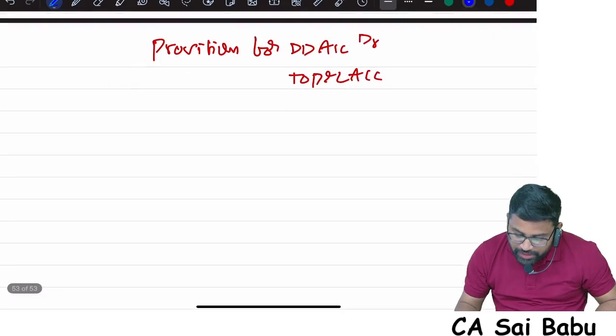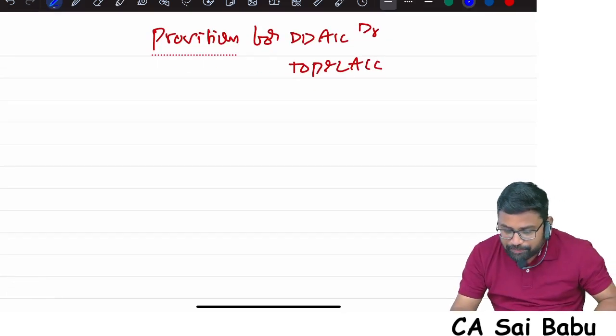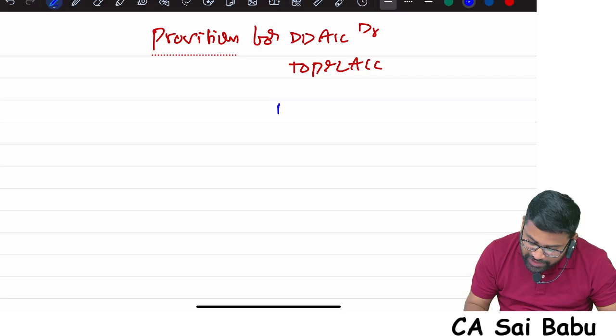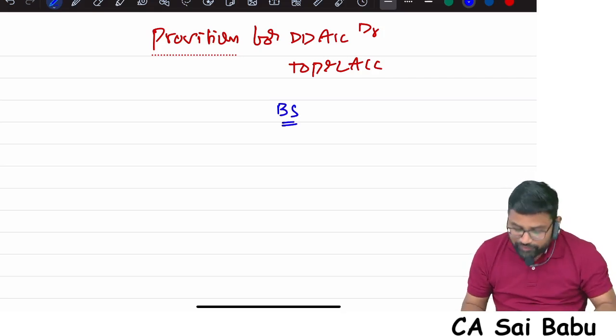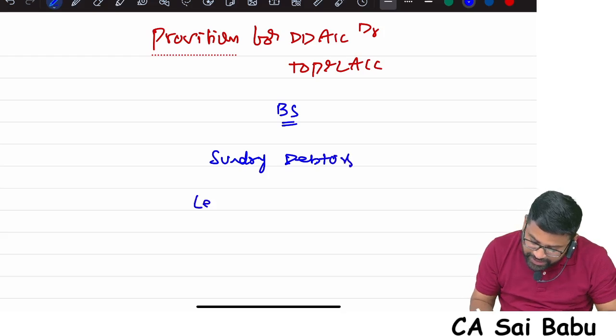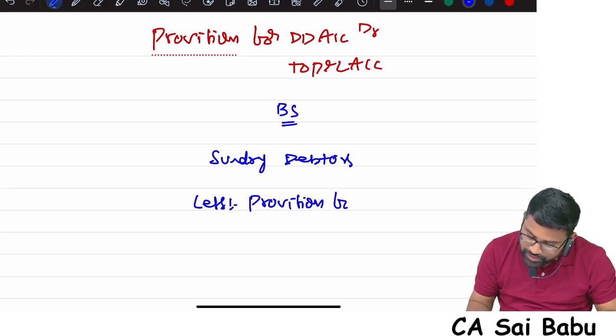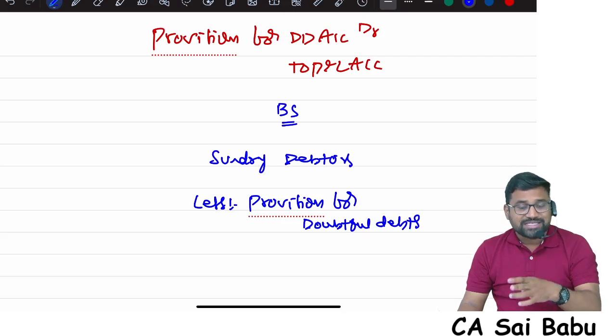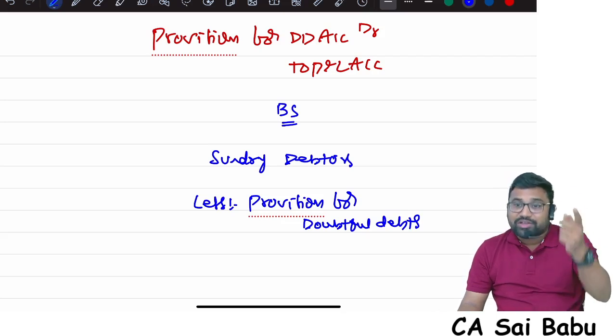Now, what is the presentation of this provision for doubtful debts? How are we going to present it? See, the presentation is when you prepare the balance sheet, important, listen to me. When you prepare the balance sheet, sundry debtors you will take. From these sundry debtors, we need to reduce provision for doubtful debts. Because these are provisions created against assets. When you create any provision against an asset, in the balance sheet you need to show it by way of reducing from that particular asset.